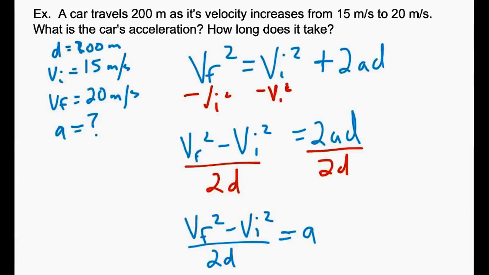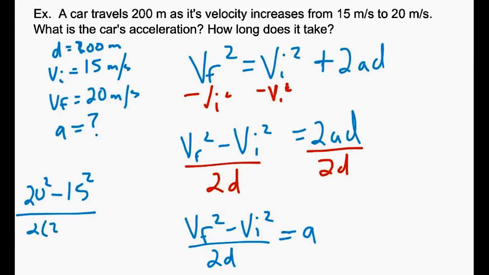So let's plug the numbers into this new formula to see what we get. So we'd have VF squared, so that's 20 squared, minus VI squared, which is 15 squared, and on the bottom we'd have 2 times 200, and that will equal our acceleration. Okay, so plug that in on your calculator. So 20 squared plus 15 squared, hit equals, divided by brackets. It's a good idea to put the brackets around the whole bottom. 2 times 200, end brackets, hit equals.